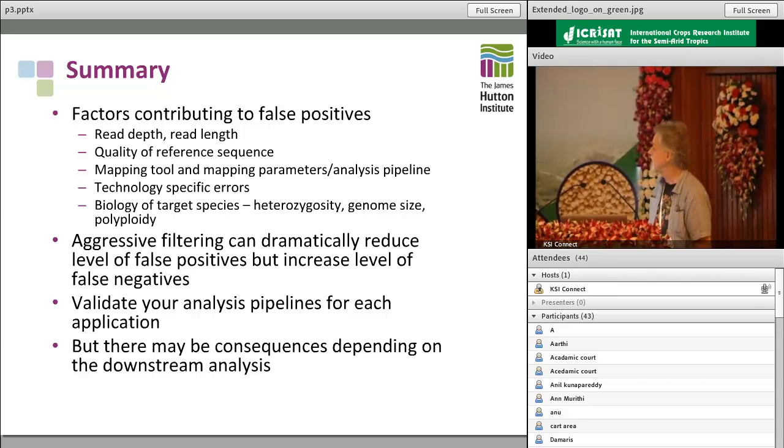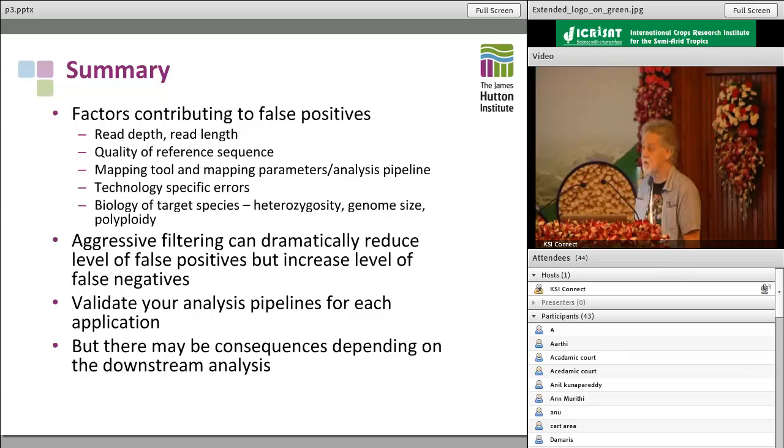One thing that's also really important is to validate these analysis pipelines for each application. There are some cases where false positives are not so much of an issue, and in that case it doesn't matter too much. But there are other cases where the fact that you may have called a SNP wrongly is a problem. There are also potentially problems in the reverse of this. If you use aggressive filtering to identify SNPs, the other side of it is that you will also miss a lot of SNPs. So there'll be a lot of false negatives in your data.